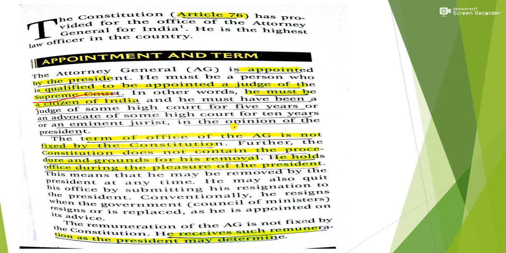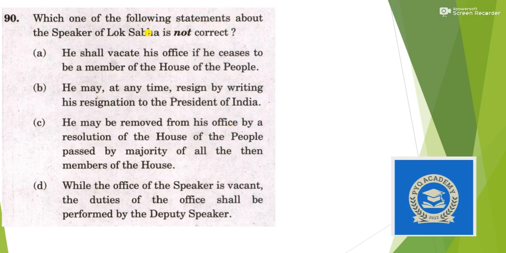Next, which one of the following statements about Speaker of Lok Sabha is not correct? He shall vacate his office if he ceases to be a member of House of People. Yes, this is true because remember that to become a minister you don't need to be the member of parliament at that time, but to become chairman or the presiding officer of the house you need to be the member at that moment. So if anyone ceases to be the member of House of People, he or she needs to vacate the office.